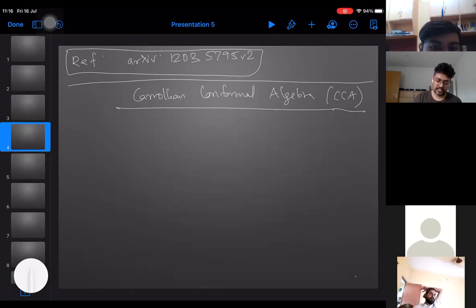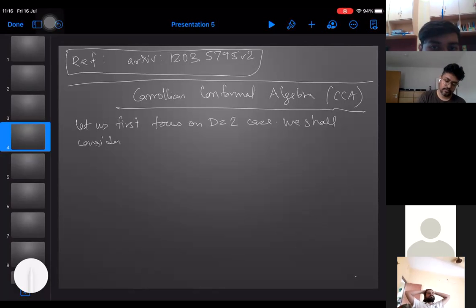For this case, let us first focus on the d equal to 2 case. In this case, we shall consider the relativistic CFT that is defined on the cylinder.